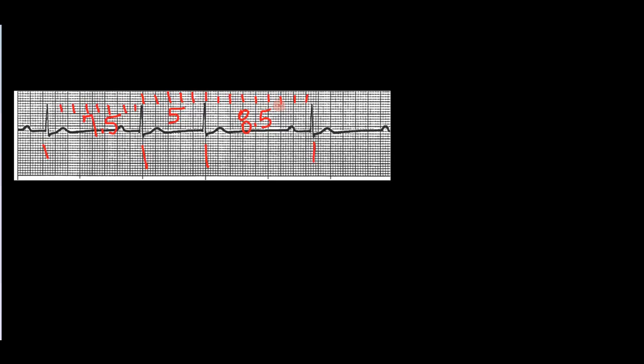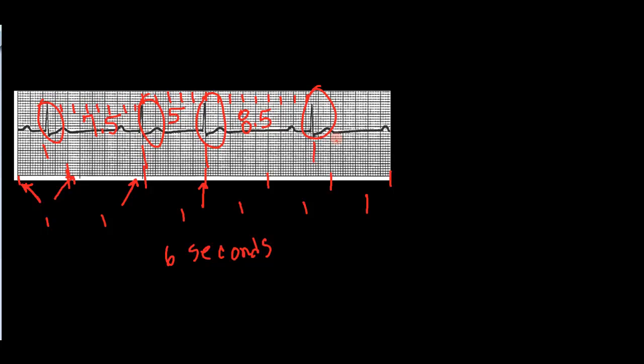If we take a look at this strip, if we remember that these little ticks right here and here and here, these are 1 second apart, which would mean that from here to here is 1 second, from right here to here is 1 second, there's 1 second, there's 1 second, there's one. And of course, here is one. So we have one, two, three, four, five. We are looking at 6 seconds. In the 6 seconds, we have one, two, three, four QRSs.